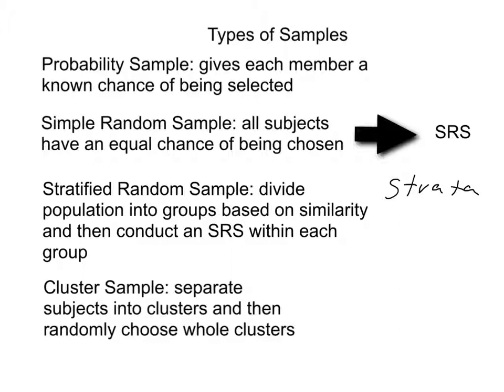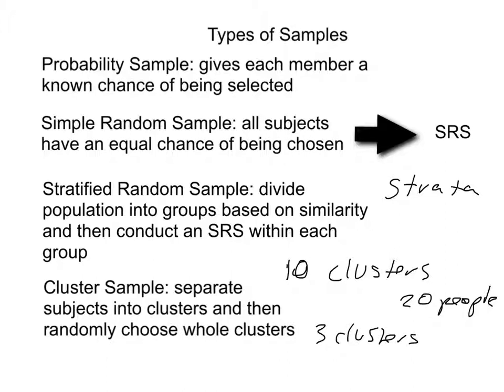Then there are cluster samples. Usually you use these geographically, and you should have clusters that are approximately the same size. You separate the population into clusters, and then you randomly choose whole clusters. So if you have 10 clusters, and each cluster has 20 people, then you might choose 3 clusters, but you survey all 20 people in each chosen cluster.